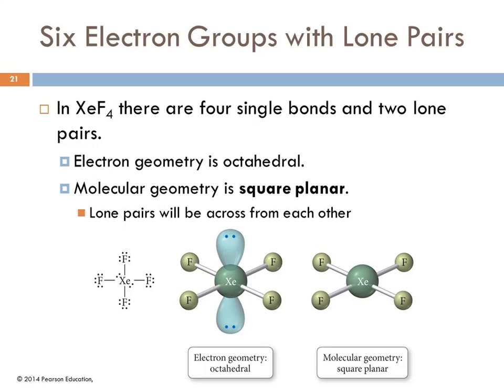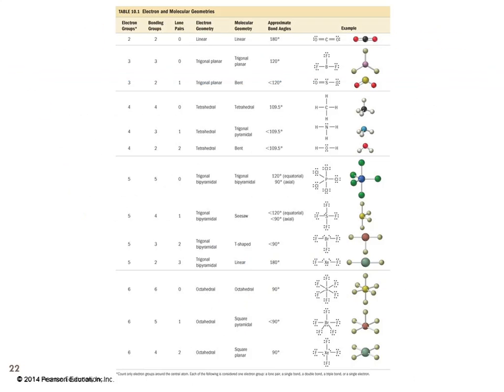Xenon tetrafluoride, again with the 6 groups, but now 2 lone pairs. The lone pairs will be opposite from each other because that gives them the most space. And so we get a square planar geometry. There's the table from your book. And yeah, it's too small to see on the screen.